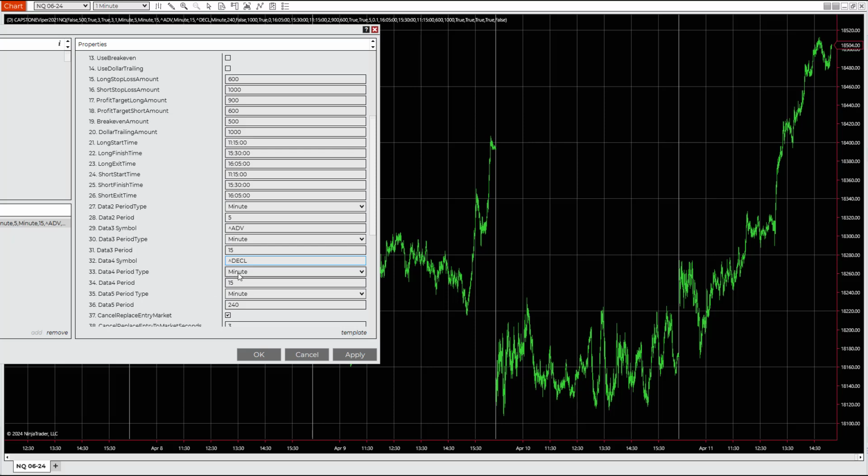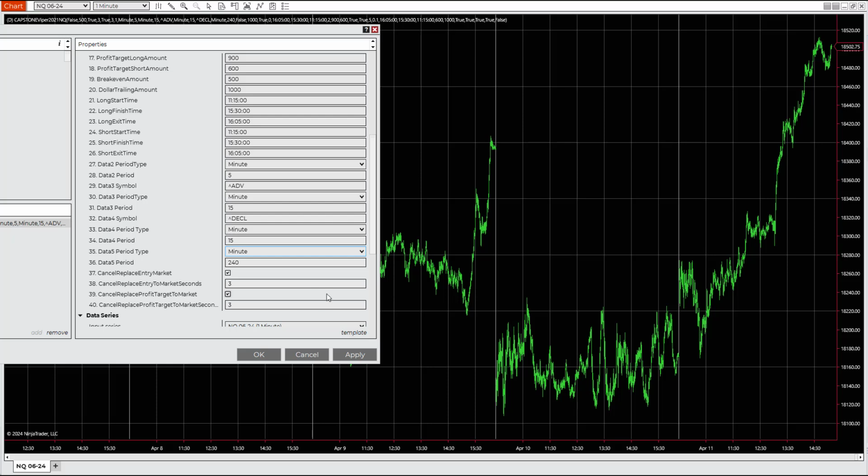And then data 5 is the NASDAQ again, 240 period NASDAQ. Simply really just checking the ranges to make sure they're high enough to take these trades.